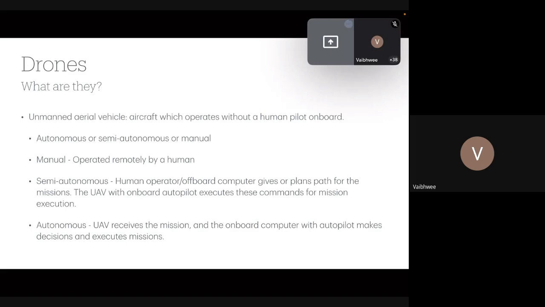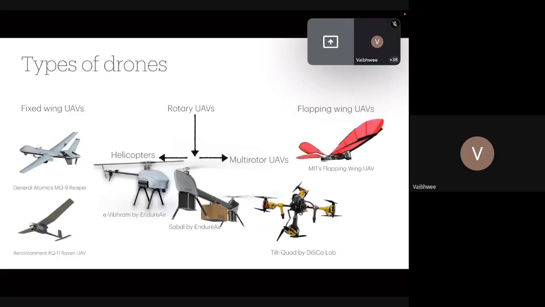Now if we classify drones, those drones are aerial vehicles, so they need to have some kind of force that lifts them up and keeps them afloat in air while they are moving. Depending on the surface that generates this lift, the force that keeps them afloat, we classify them as fixed wing unmanned aerial vehicles, rotary wing unmanned aerial vehicles, and flapping unmanned aerial vehicles.